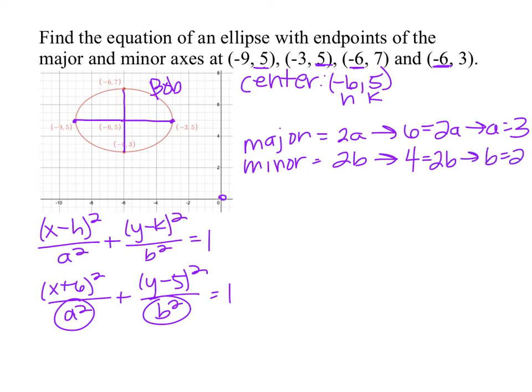So once you find A and B and you found your H and K from your center, you should be able to fill those in then. So if I just go ahead and erase these. So A is 3, so then A squared is 9. And then B is 2, so B squared is 4. And remember, on ellipses, the x always comes first, and the a squared goes under whichever axis is the longest. So that's why a squared goes under x plus 6.